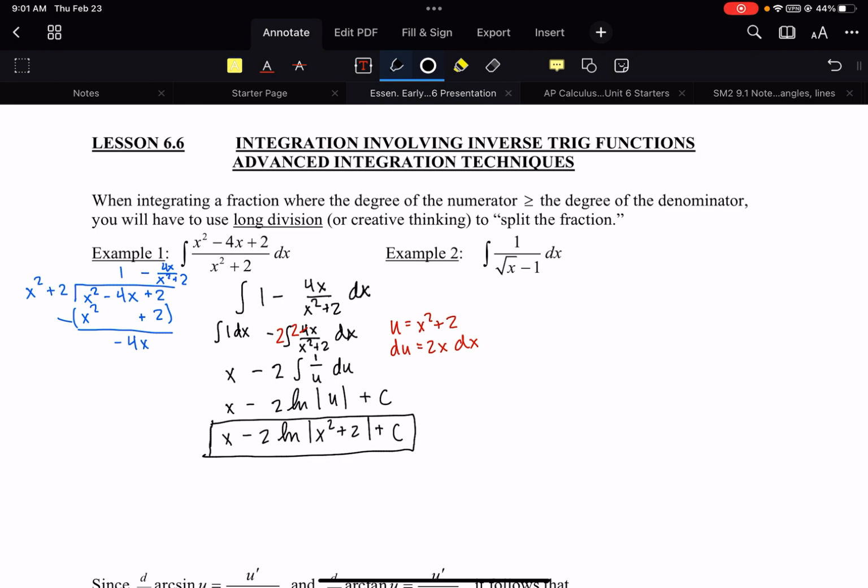Okay, the next one is also going to be a u sub. We're going to start with a u sub, but it's going to look a little bit weird. So what we're basically going to do with our u sub is eliminate all of our square roots. So we're going to say let's let u equal just the square root of x. So then my du is equal to 1/2 x to the negative 1/2 dx.